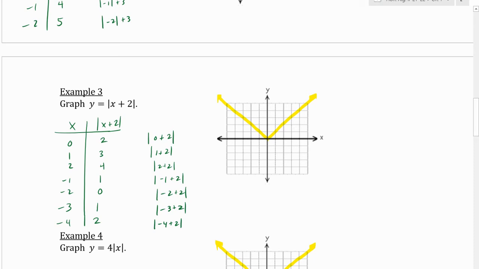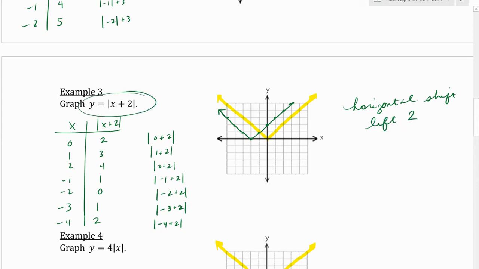So look at this graph. We got 0, 2, 1, 3, 2, 4, negative 1, 1, negative 2, 0, negative 3, 1, negative 4, 2. If I did negative 5, it would be up 3. So it's the exact same shape as the parent function, moved 2 places to the left. So it's a horizontal shift, which we didn't do yesterday. I went left 2 places.